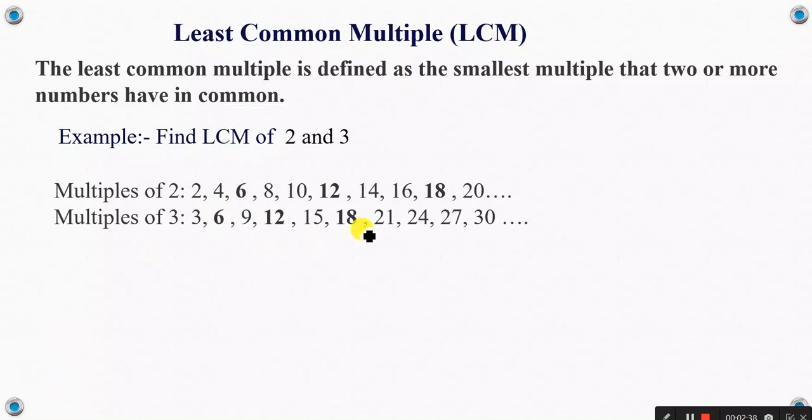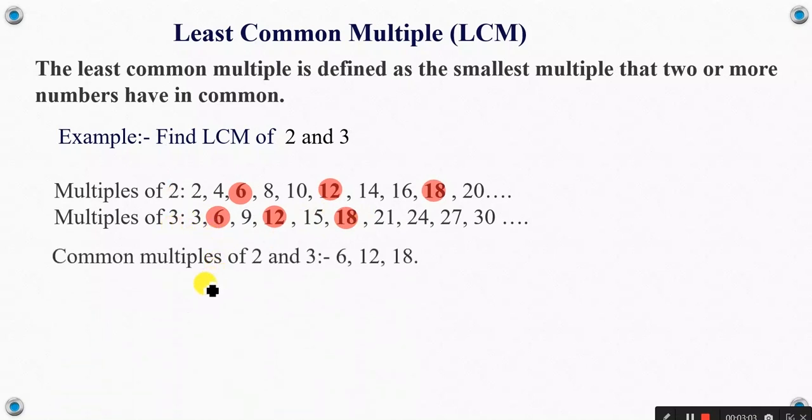We have different methods to find the least common multiple. We will see them step by step. 6 is a common multiple of 2 and 3. 12 is also a multiple of both 2 and 3. 18 is also a multiple of both. So the common multiples of 2 and 3 are 6, 12, 18. From these, 6 is the least common multiple. So the LCM of 2 and 3 is 6.